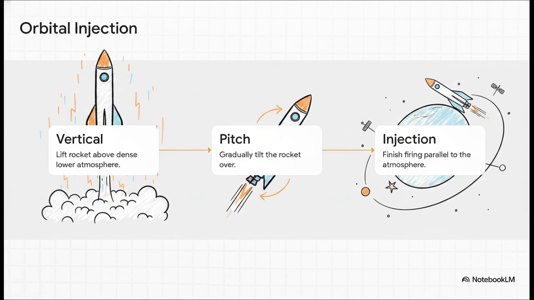First, you have a vertical launch to punch through the thickest, drag-heavy parts of the lower atmosphere as fast as possible. Then comes the absolutely crucial pitch maneuver, where the rocket gradually tilts over. Finally, for orbital injection, the rocket engine finishes firing completely parallel to the Earth's surface. And that is what generates that massive horizontal speed you need to ensure you just keep missing the ground.